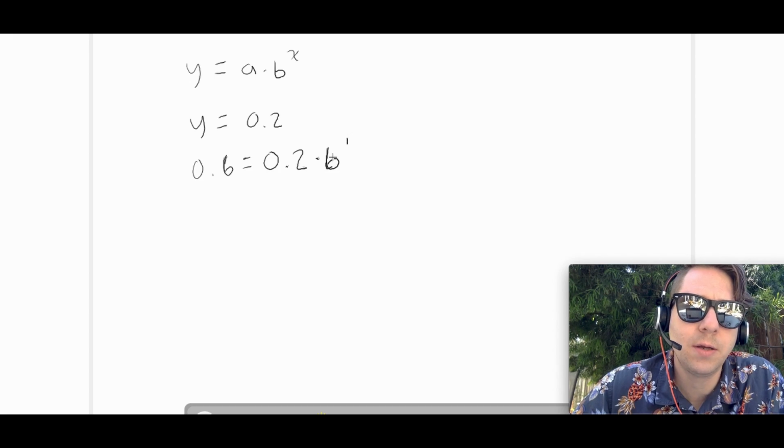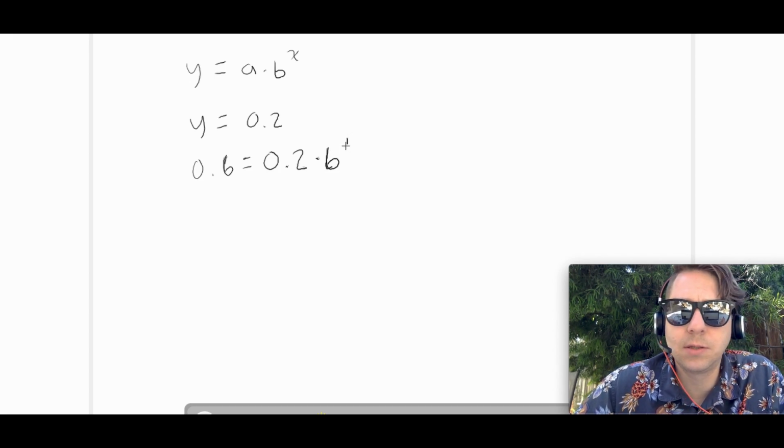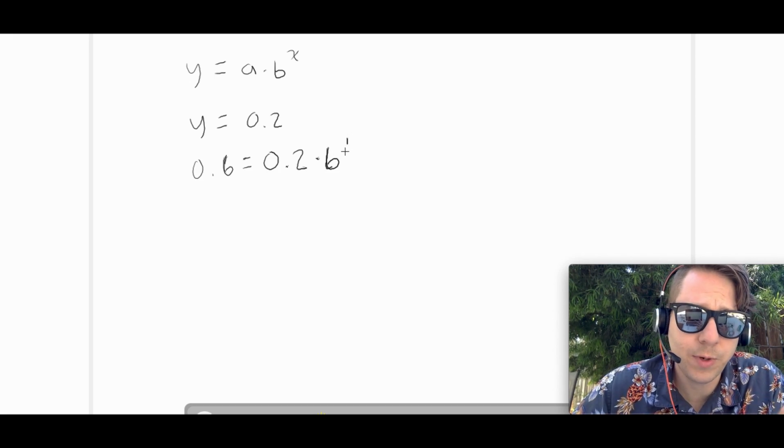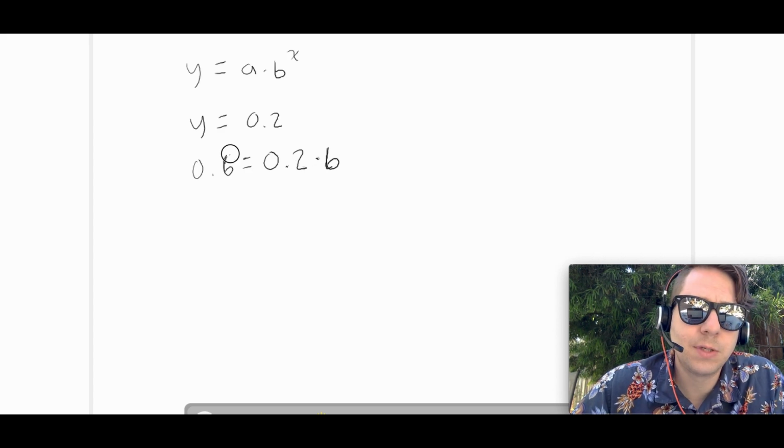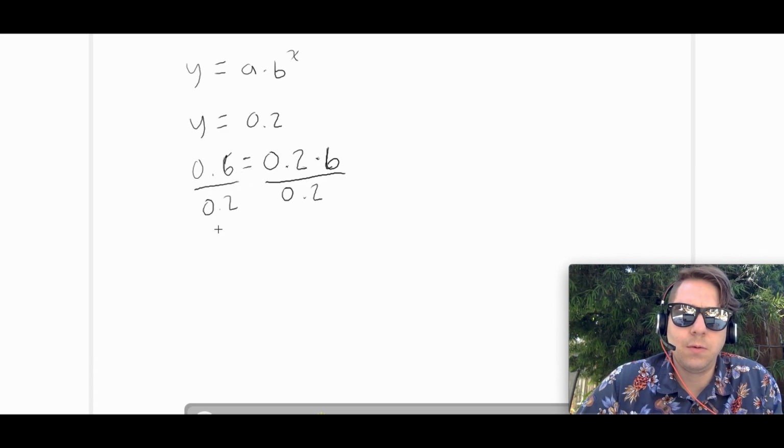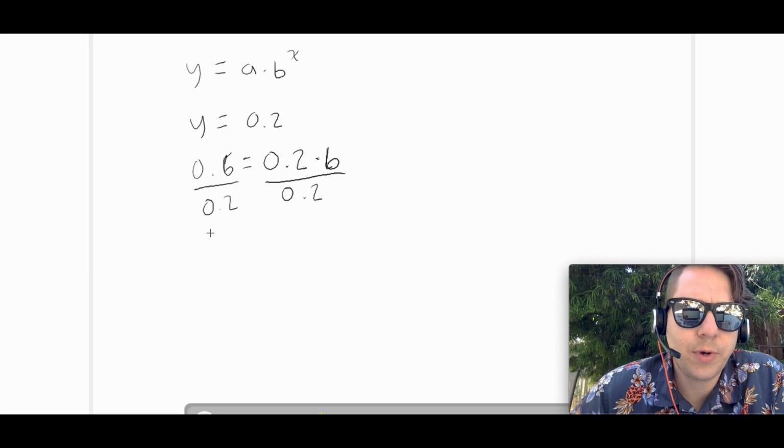Since b to the first power is just b, we don't have to put that. So I'm going to leave that blank. 0.6 is equal to 0.2 times b. So we are just going to try to find out what b is. We're solving for b, so I'm dividing both sides by 0.2. Then when you divide 0.6 by 0.2, you get 3.